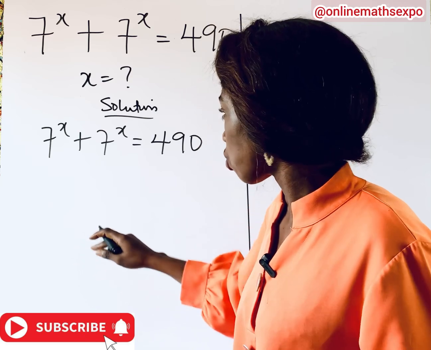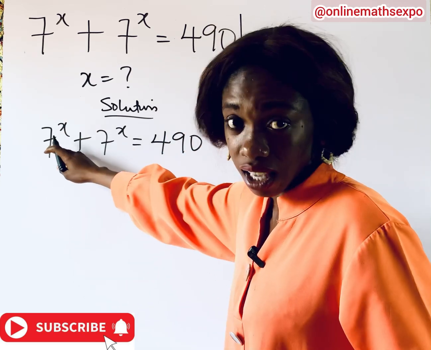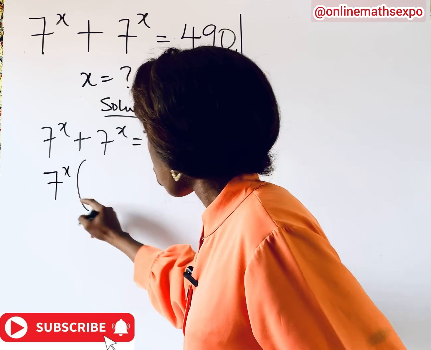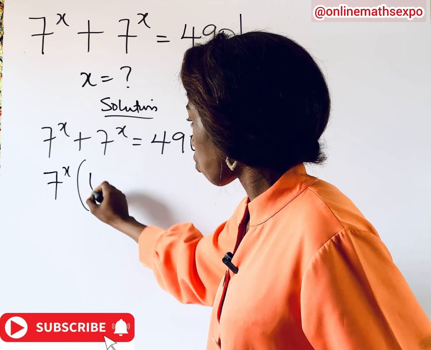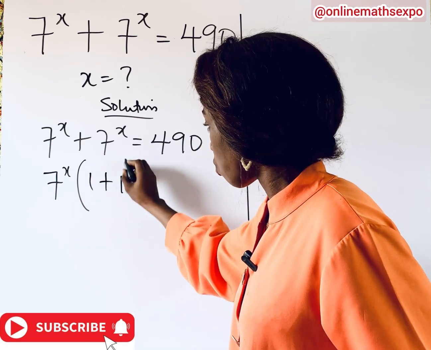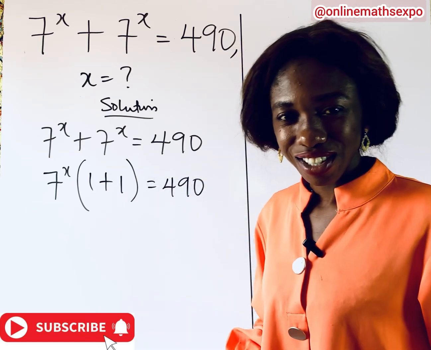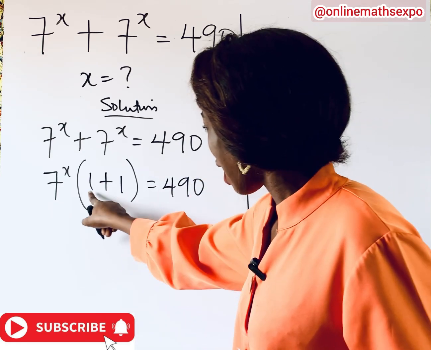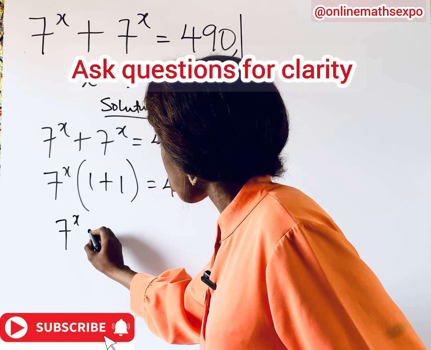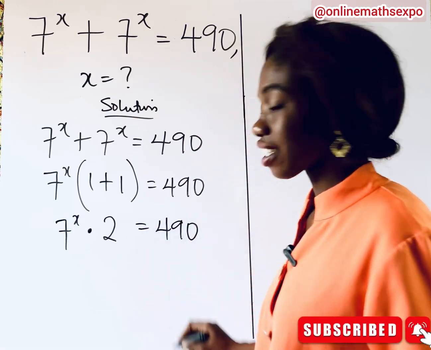What you're going to do here is, if you look at this, you notice that 7 to the power of x is here and also here. So simply factor it out. Use it to divide this, it gives you 1, plus, use it to divide this, it gives you 1. Everything is equal to 490. Interesting. So what do we do? Add this, it gives you 2. So we have 7 to the power of x multiplying 2 and is equal to 490.